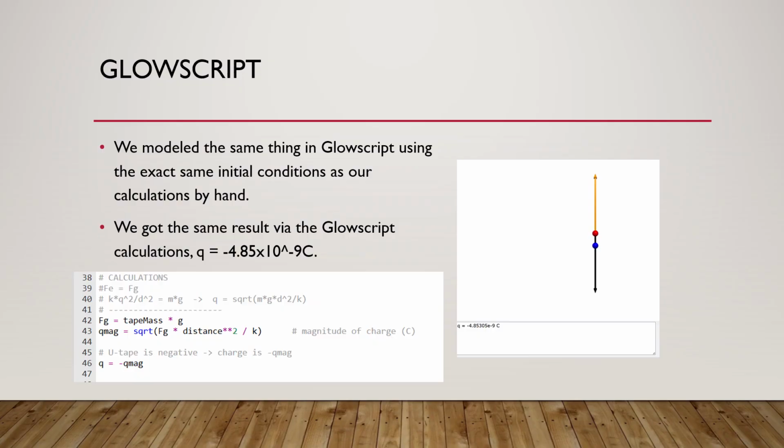So we modeled that same thing in GlowScript using the exact same initial conditions as our hand calculations, and we ended up getting the same result, while of course having to tell GlowScript to make it negative. Because of the nature of the electric force equation, having q squared in there, since we're assuming they're both the same, that squared is going to wipe out any negative or positive sign. This explains why the same charges repel, but in this case, you just have to know that it's negative, which we were given in the lab itself. And that's a GlowScript model of the forces acting on it.